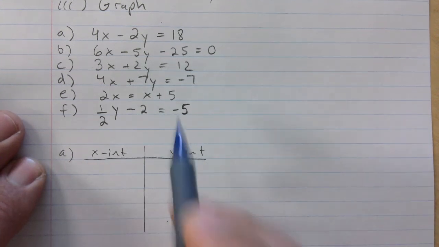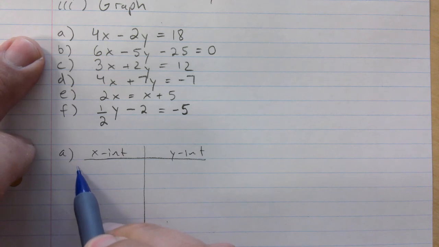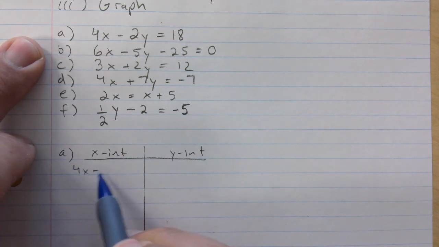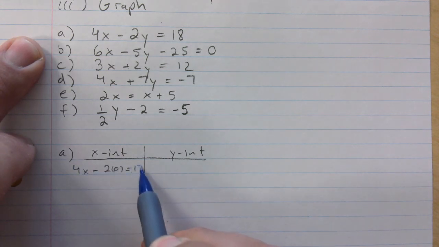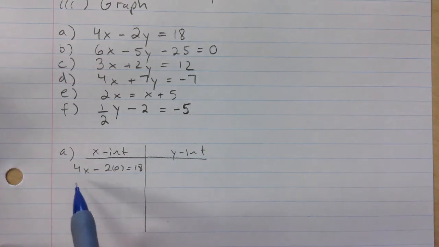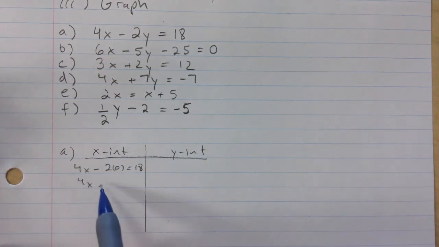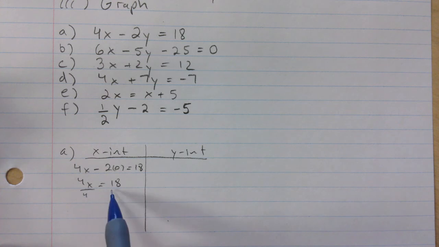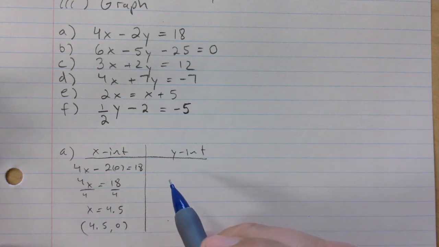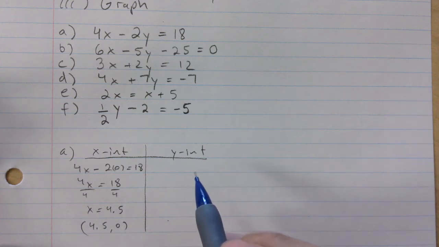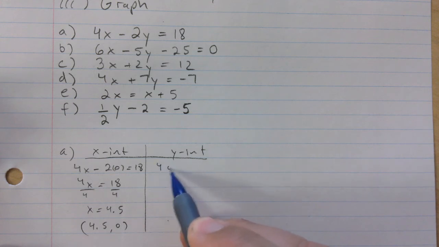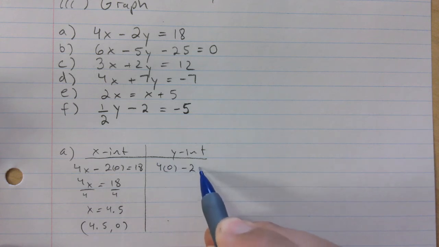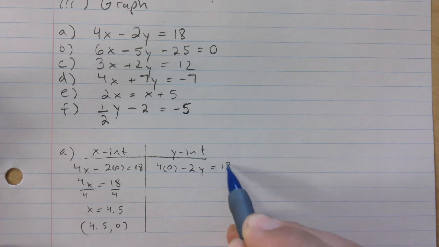Okay, so you get 4x minus 2 times 0. That's equal to 18. So this is really 4x is equal to 18. Divide both sides by 4. X is equal to 4.5. Just follow for now, okay, guys? It distracts. So this is like this, 2y is equal to 18.